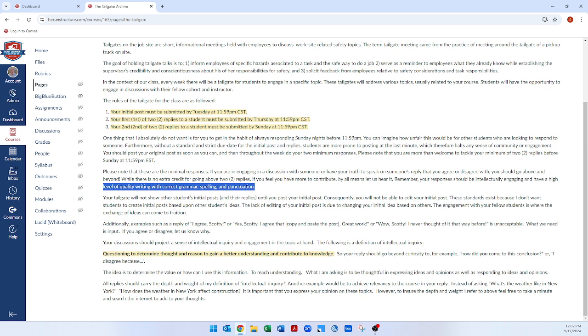And I'm reading ahead just a little bit. This again says you gotta reply before you can see. Here are some examples that won't fly for me. Some examples such as, I agree, Scotty. Like if I say something, that's my name. Or, yes, Scotty, I agree, and then you copy and paste the post with that. That's not going to do it. If you agree, tell me why you agree. If you think my work is good or what I say is good, tell me what makes you feel that way.